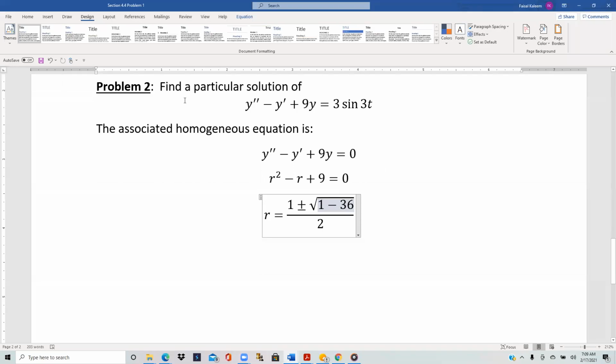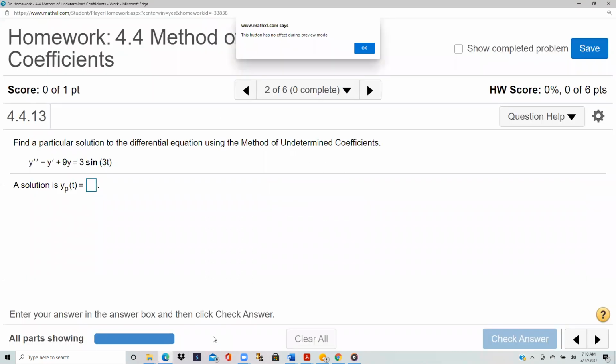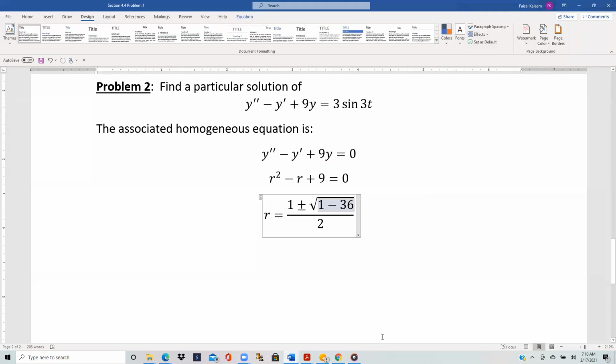Problem 2, find a particular solution of y double prime minus y prime plus 9y equals 3 sine 3t. So first we see that the associated homogeneous equation will be y double prime minus y prime plus 9y equal to 0. And the characteristic equation for this, or the auxiliary equation, is r squared minus r plus 9 is equal to 0.